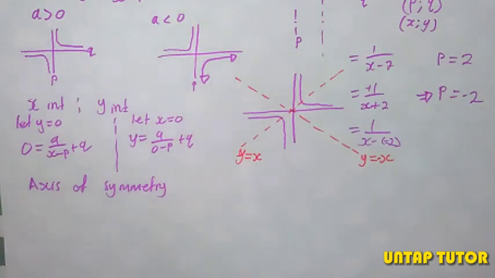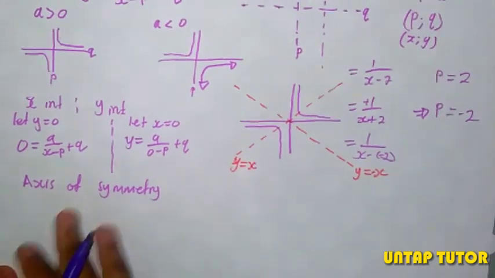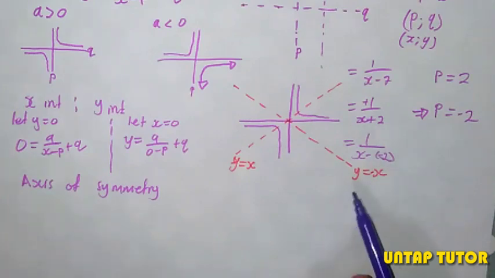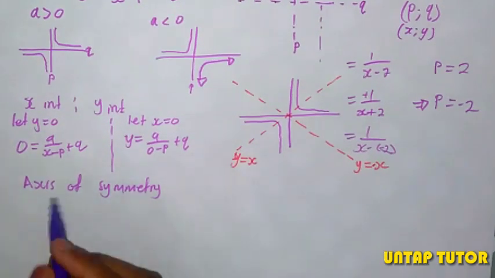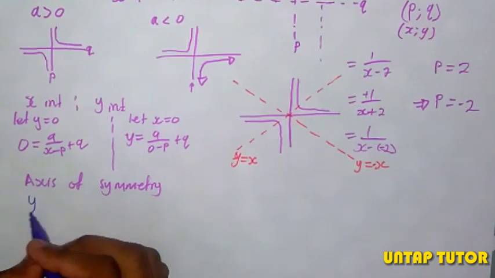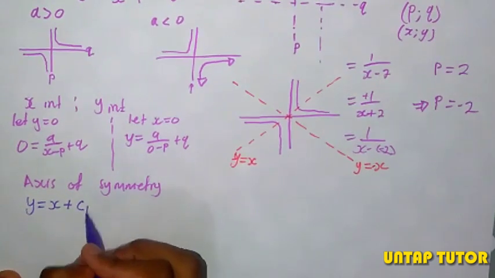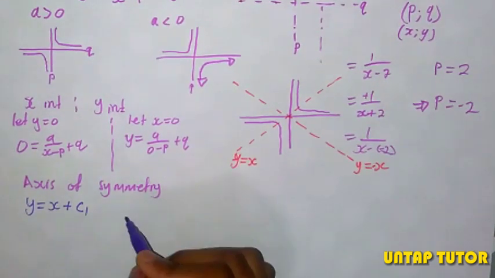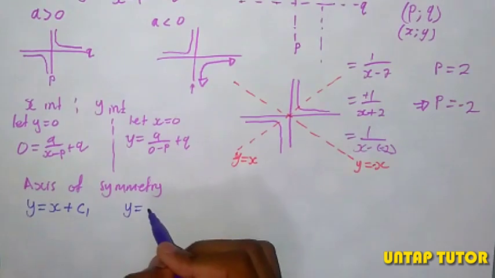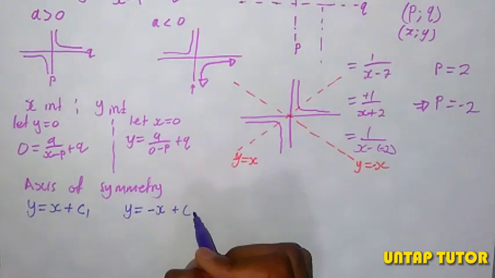So that's why we saw that question yesterday. The first question has something to do with this. So they're going to ask you, find the axis of symmetry for this graph. And if it's a hyperbola, this is what you do. Every time they say find the axis of symmetry, your axis of symmetry is going to be one of these two lines, or both of them if they say find both. So what you do is it's y is equal to x plus a constant, which is c1, or y is equal to minus x plus another constant, which is c2.